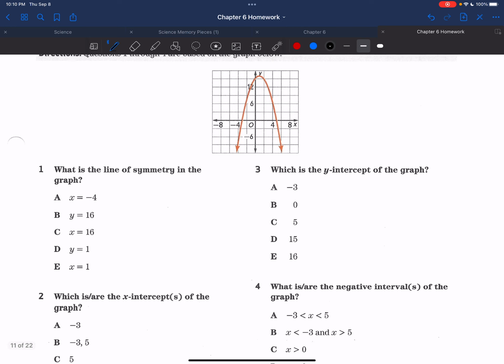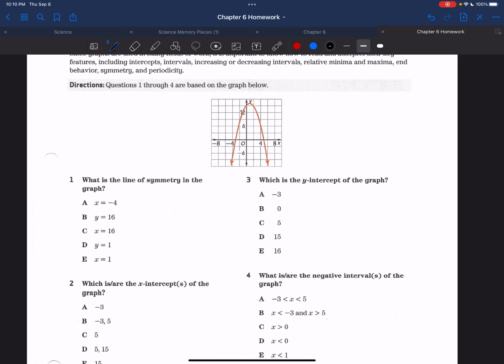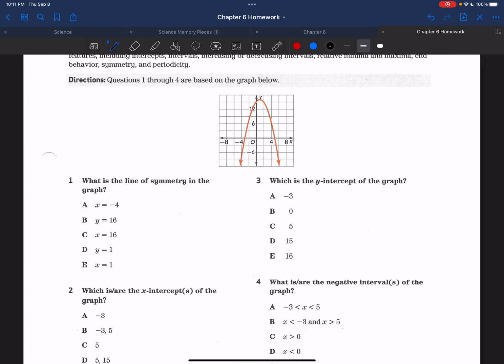Do I need to copy them into my... I don't think so. I think I'm good. If I do need to copy them into my notebook, we'll do that.